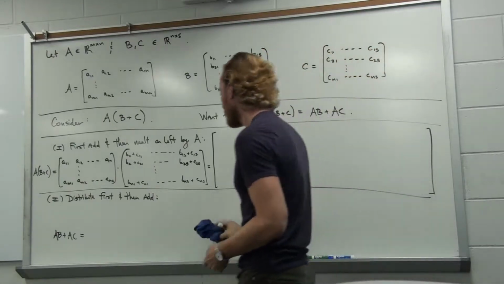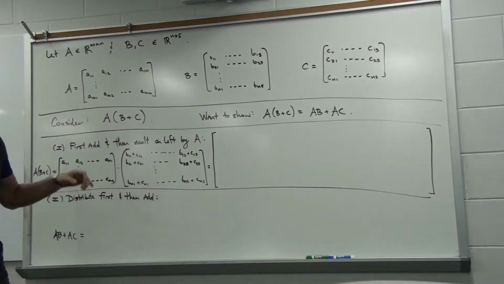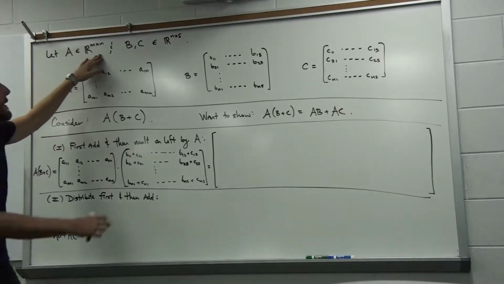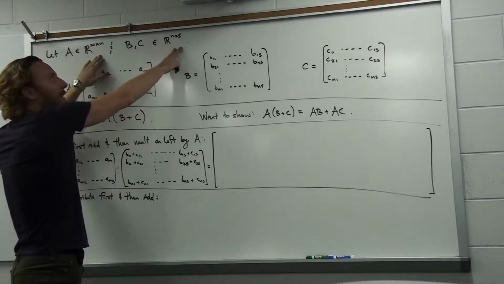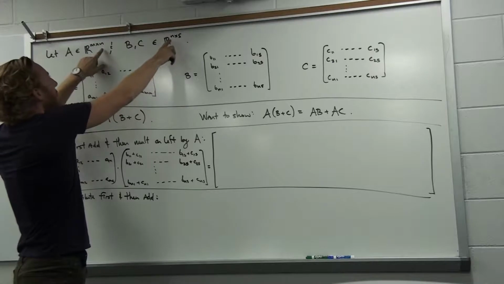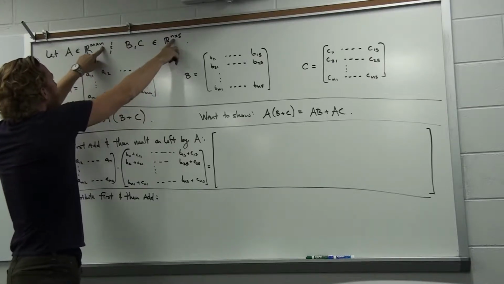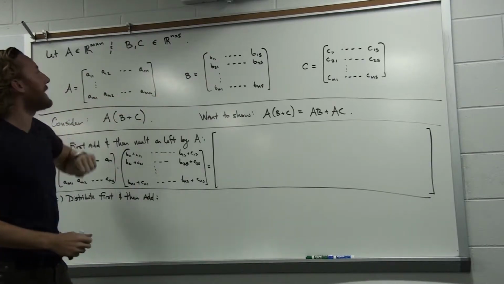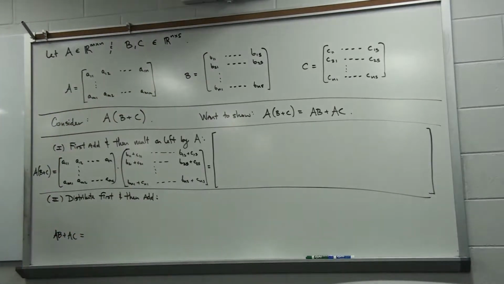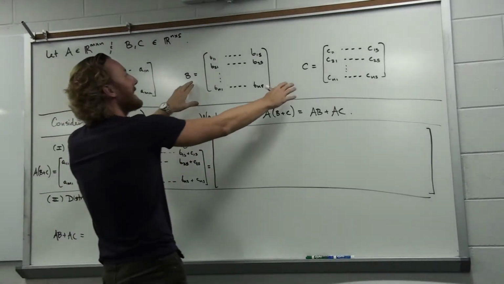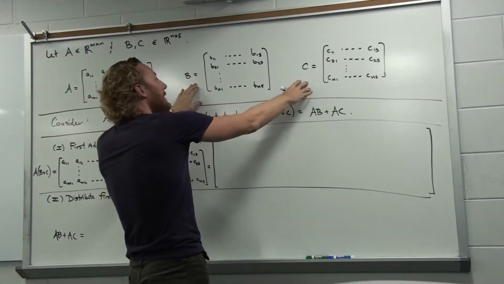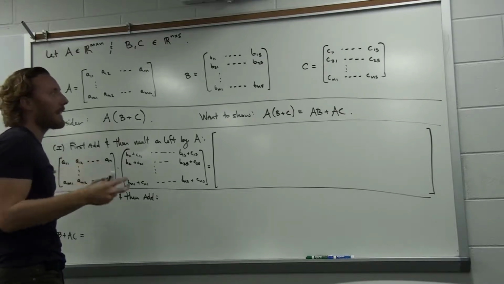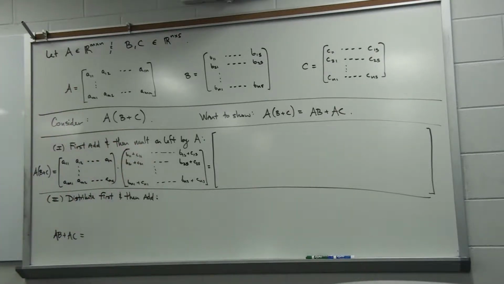Now, in order for the matrix multiplication and matrix addition to be well defined, we're going to let A be an M by N matrix and B and C be N by S matrices. Note the number of columns of A is equal to the number of rows of B and C, so the matrix multiplication would be well defined. And since B and C are both of the same size, when we multiply them by A, the resulting matrices will be of the same size and then can be added together.